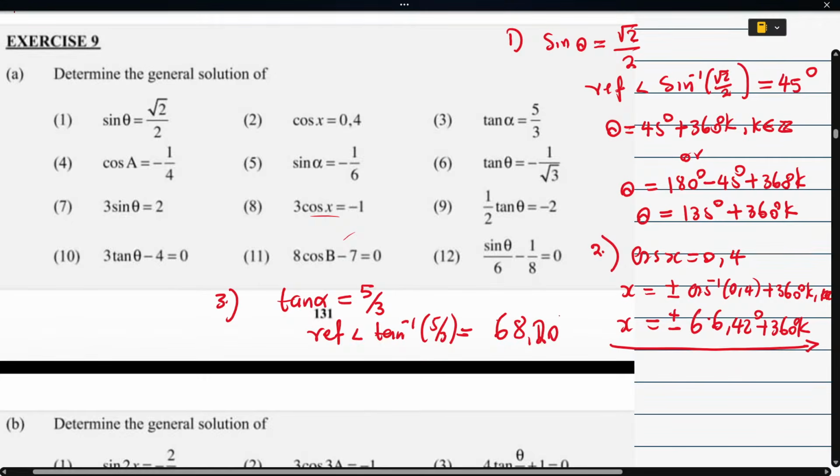So since tan is positive in the first and second quadrants, you're going to include them and say alpha is equal to 68,20 degrees plus 180 degrees K, where K is an element of integers. Remember, the general solution of tan should be 1.